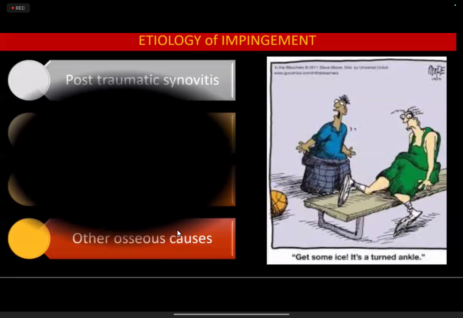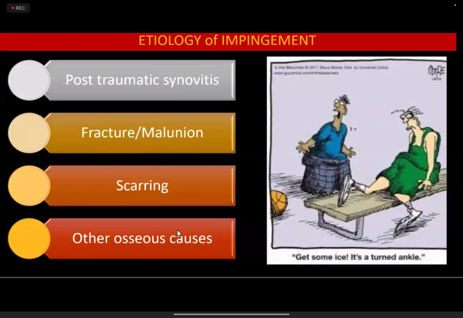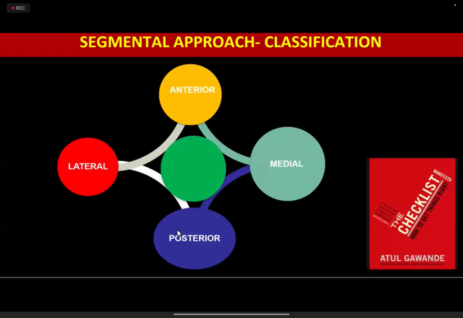The etiology of impingement can be due to post-traumatic synovitis. It can be due to fractures or malunions. It can be due to scarring, recurrent sprains, and many osseous causes. We'll deal with each pathology when we are dealing with the specific impingement.